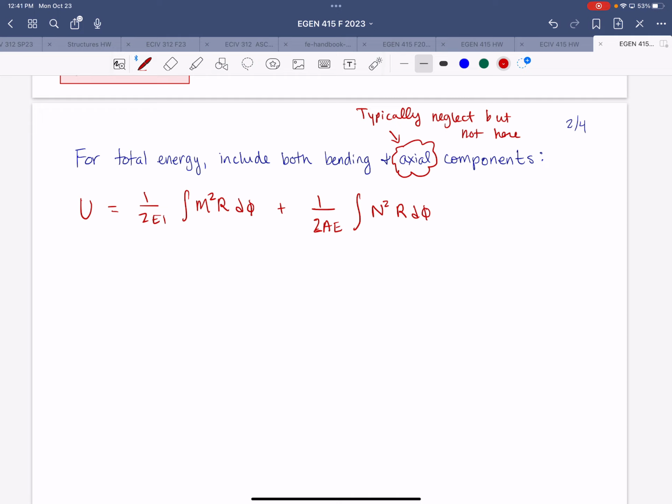All right, so once again, we can take advantage of symmetry at this point. Since we have a semicircle and symmetric supports and symmetric loading, we can just shorten our integral span. So we can integrate from 0 to pi over 2 and then double our answer to get the full effect, right?